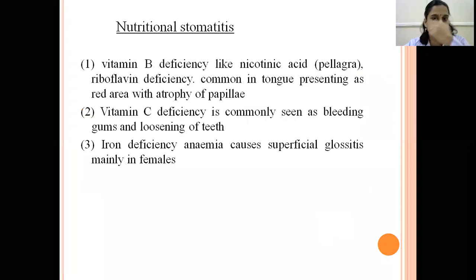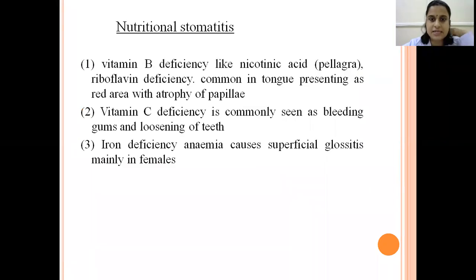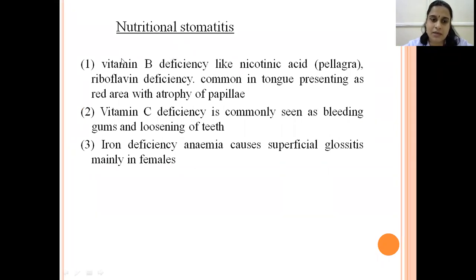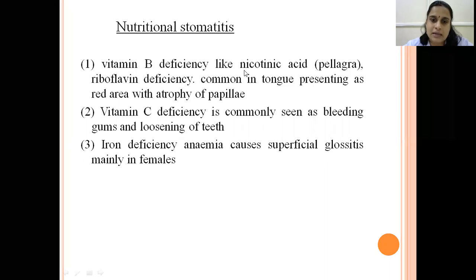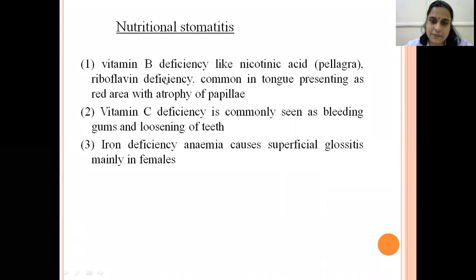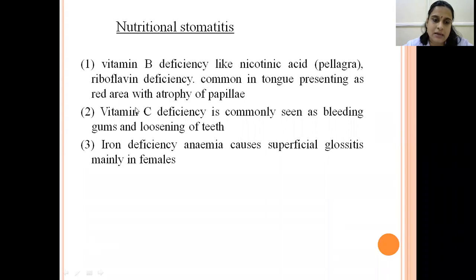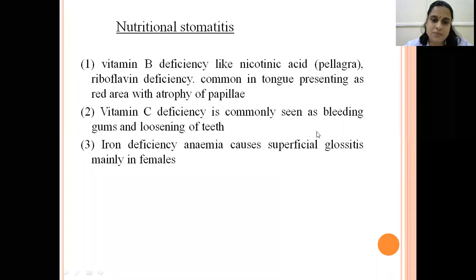The next condition is nutritional stomatitis. As the name suggests, it is because of deficiency of certain nutritional factors, more commonly vitamin B, like nicotinic acid deficiency, pellagra, or riboflavin deficiency. There is stomatitis, commonly in the tongue. It presents as a red area with atrophy of the papillae in the involved region of the tongue. Vitamin C deficiency is commonly seen as bleeding gums and loosening of teeth. Iron deficiency anemia causes superficial glossitis, mainly in females.